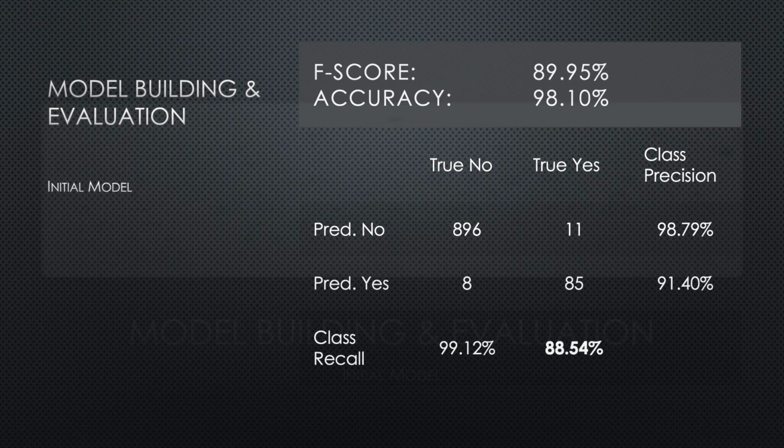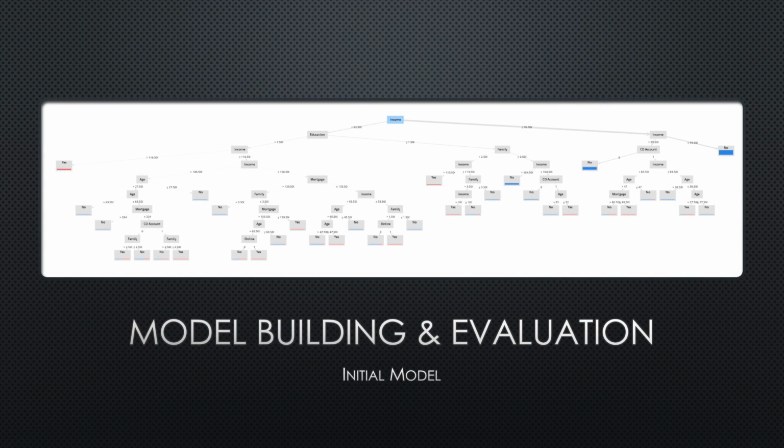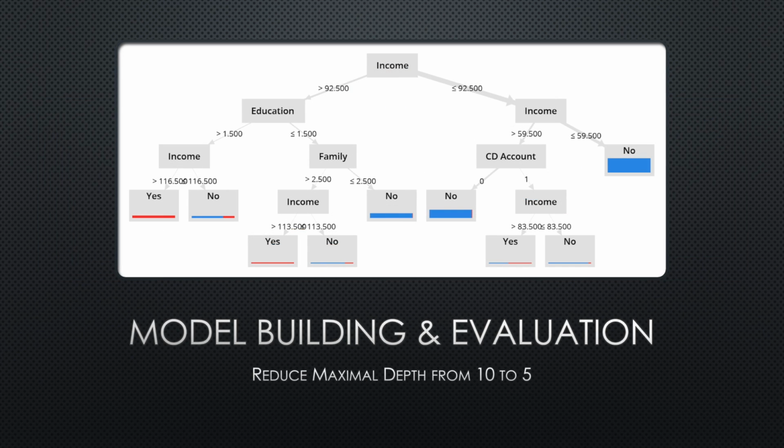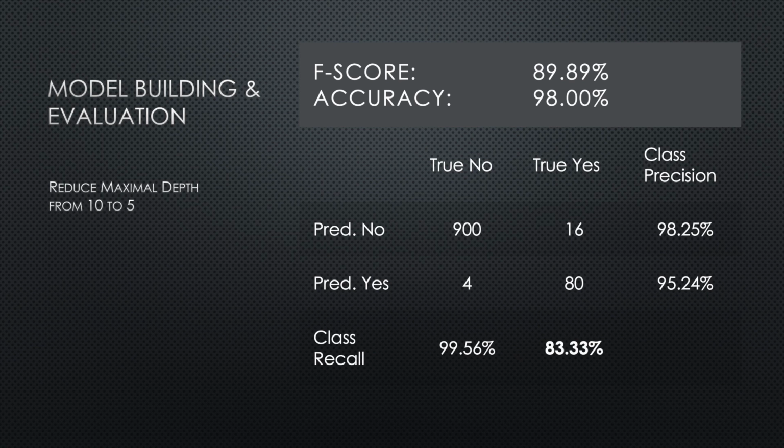However, the biggest problem with this model is the interpretability. Looking at the decision tree itself, we can see that building any type of strategy around this much confusion will not be practical. To compensate for this, it was decided to reduce the maximal depth from 10 levels to 5 levels. From this view, it can be seen that the tree is much easier to interpret and we can see that income, education, and family size play pivotal roles. However, we can see that in simplifying the tree, sacrifices had to be made on performance, with recall taking a significant hit, dropping more than 5%.